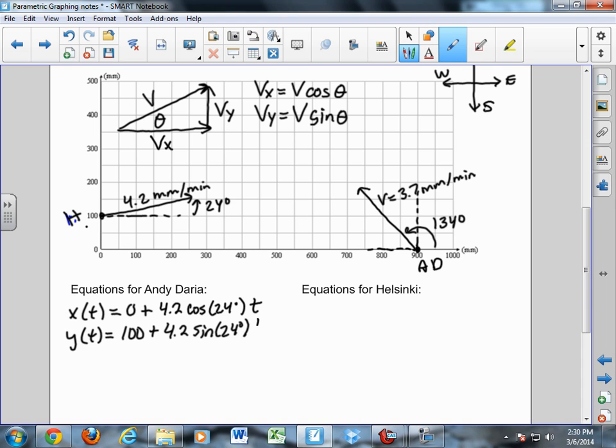Now, equations for the Helsinki. x of t is equal to the initial position 900. And now we run into a little issue here. When we did this right triangle, it was a pretty basic right triangle. We have 24 degrees here, we have Vx, Vy, and 4.2. So it's pretty easy to determine how we're going to handle that right triangle. Here though, the right triangle is actually over in quadrant 2. My Vx is to the left here, my Vy is up, and there's an angle in here, 46 degrees.